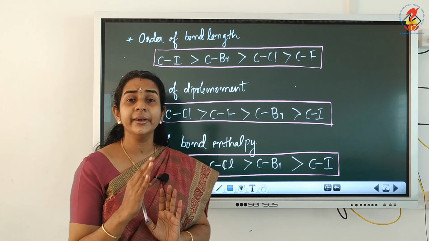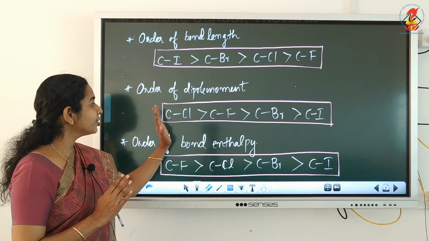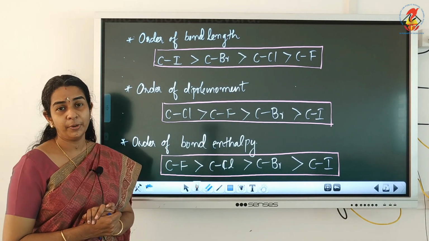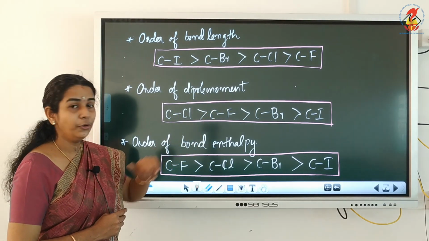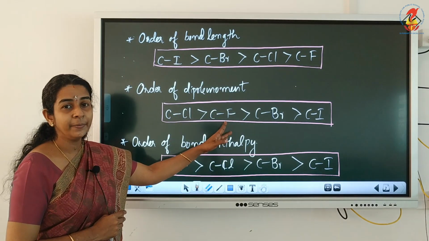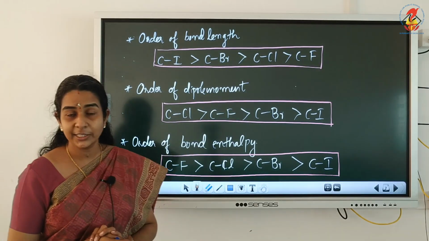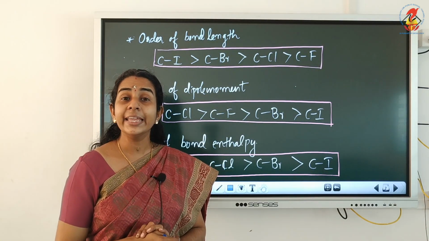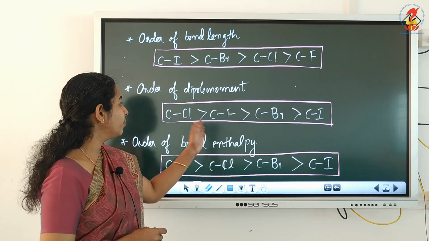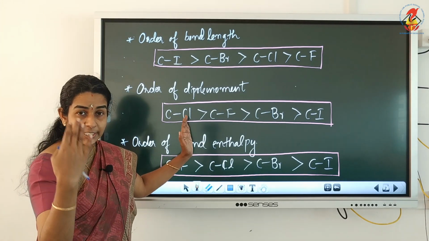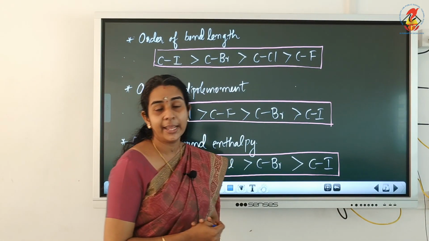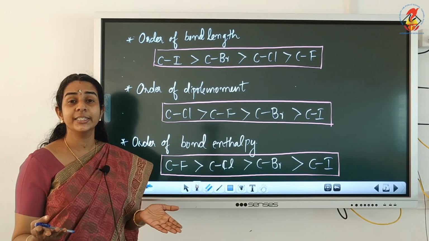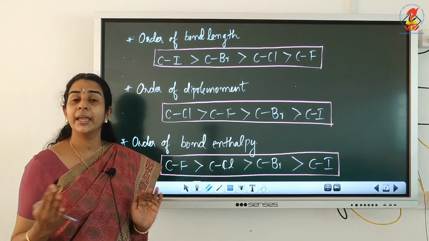So when we compare the dipole moment, which bond has the maximum dipole moment? Yes, chlorine will have the maximum, then fluorine. So why is there a twist here? Because due to the smaller size of fluorine, there is high interelectronic repulsion. So chlorine has the maximum dipole moment, then fluorine comes, then bromine, and the least dipole moment is for iodine, because iodine is the least electronegative among halogens.